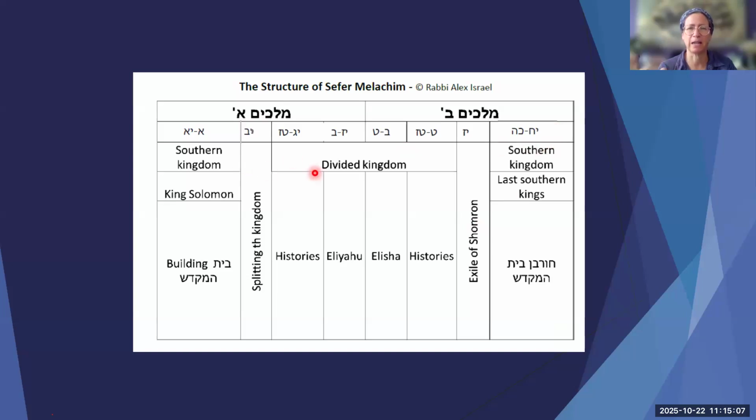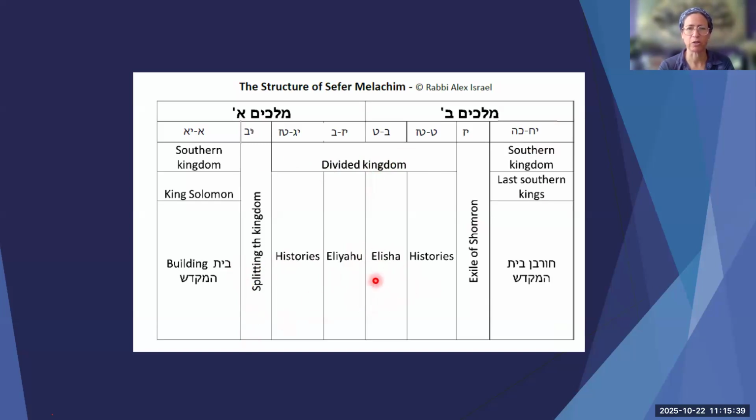The middle and heavy section of Sefer Melachim is the divided kingdom, when there's a northern kingdom and a southern kingdom. The middle of that is the miraculous stories of Eliyahu and Elisha. That's the main center of Sefer Melachim, and it's bracketed by the histories. What do I mean by the histories? Sefer Melachim, like we said, is structured once the kingdom was split. It gives us a side-by-side narrative of what's happening in the northern kingdom and what's happening in the southern kingdom.